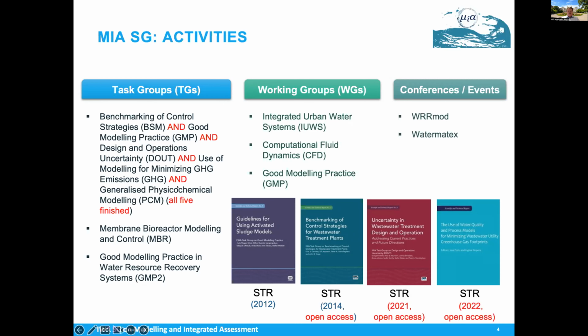But as you see here to the left, we also have had a number of task groups that have recently or some time ago finished their work. And I want to mention the STRs that you see here to the right: the uncertainty in wastewater treatment design and operation, and the STR on greenhouse gas modeling. They were both finished fairly recently, and they are both available as open access, so everybody can download the entire report from IWA Publishing.